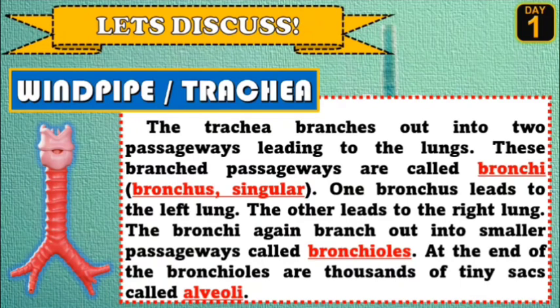The bronchi again branch out into smaller passageways called bronchioles. At the end of the bronchioles are thousands of tiny sacs called alveoli.